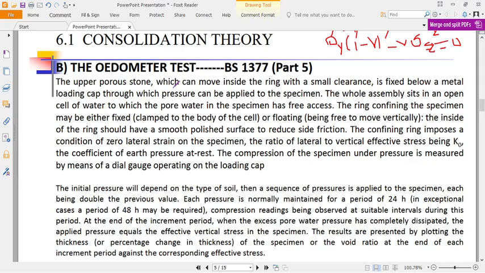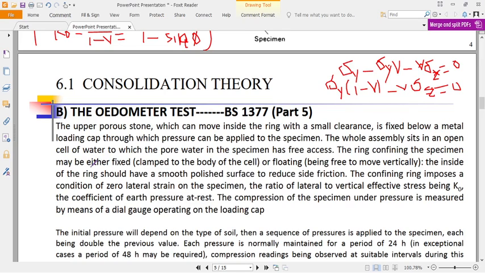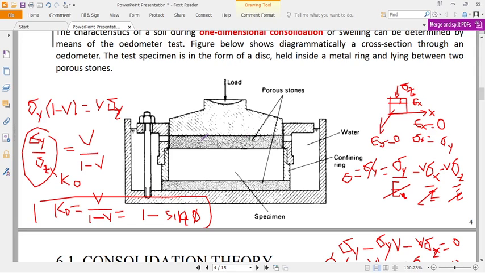So the upper porous stone, this one can move inside. Okay, it can deform as water is being dissipated. It is fixed below a metal cap through which a pressure can be applied to the specimen. So we have a porous stone we can fix below a metal cap so that it can move down. Now when it moves down, it allows water to percolate through. Is that okay? And to make sure that the water is under the condition of complete saturation, by also dissipating or reducing pore pressure through expelling of water. When water is expelled out, not repulsion but expelling of water.